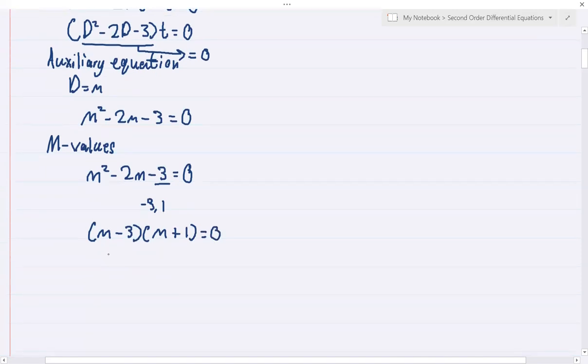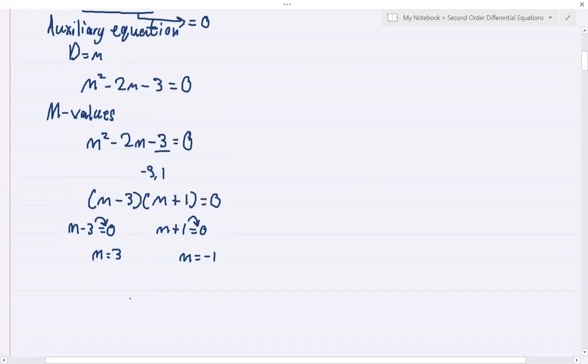Okay, that's it. Now, let's find our m values. Okay, so let's start first with your m minus 3. So transpose -3 to the right, we will have m is equal to 3. And then for your m plus 1, transpose 1 to the right, we have m is equal to -1. So you see we have two different m values. So if we have two different m values, therefore we're going to use our general solution.